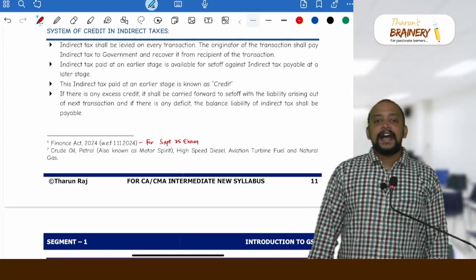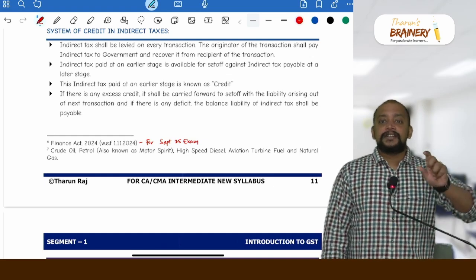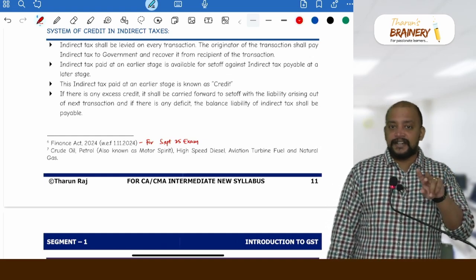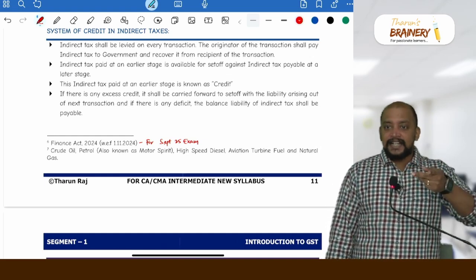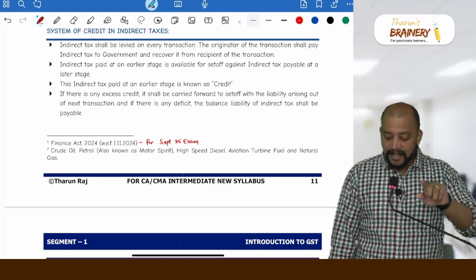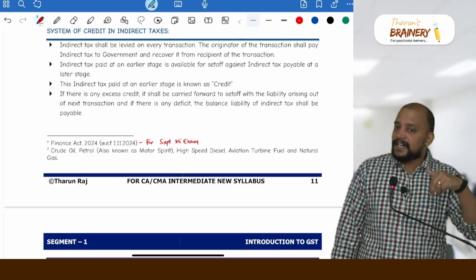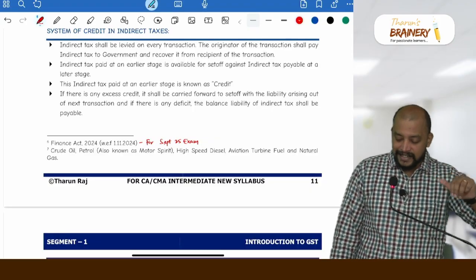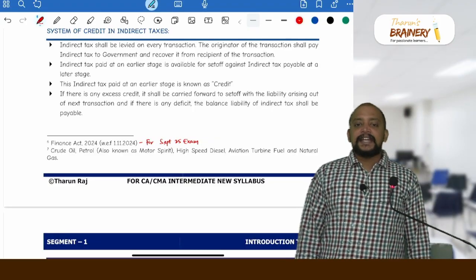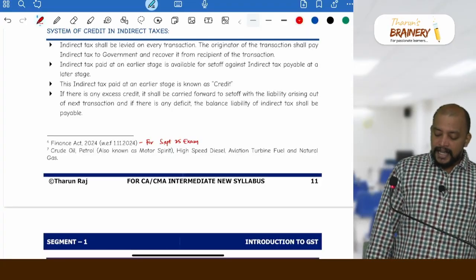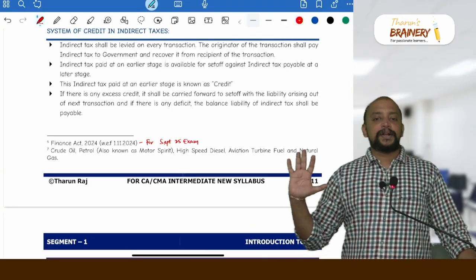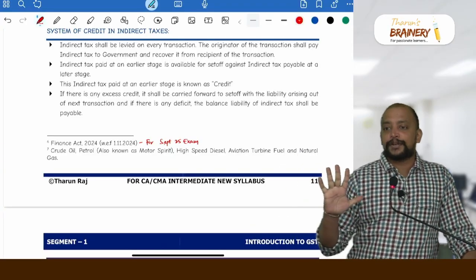And next, high speed diesel, not light diesel, high speed diesel. Diesel has two varieties. Light diesel is there, high speed diesel is there. But which one is excluded? High speed diesel. Is light diesel covered under GST? Yes, yes. High speed diesel is excluded. Then aviation turbine fuel and natural gas. These are the 5 petroleum products. Come on, tell me what are the 5 petroleum products?